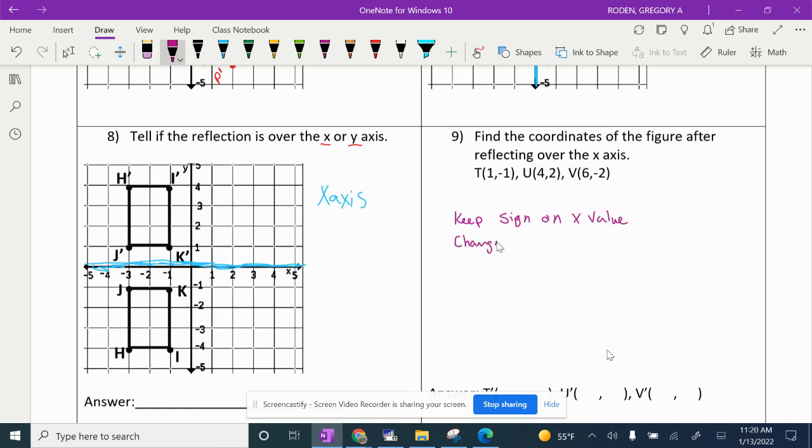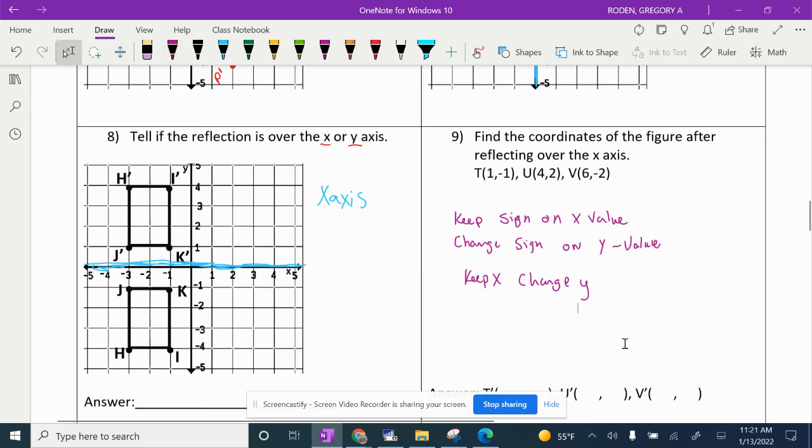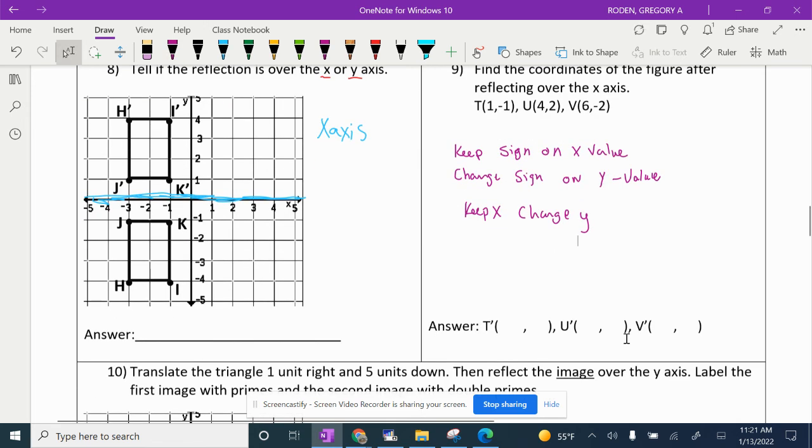And if you don't have this, you can write it right here. Change sign on y value. Okay, so this is what one of the students said. And another way to say it is keep x, change y. Keep x, change y. And we're talking about signs, right? We're not swapping anything like that. That'll be on our rotation stuff. Okay, so we're going to keep x, change y.